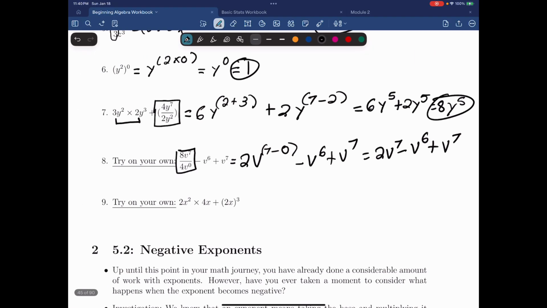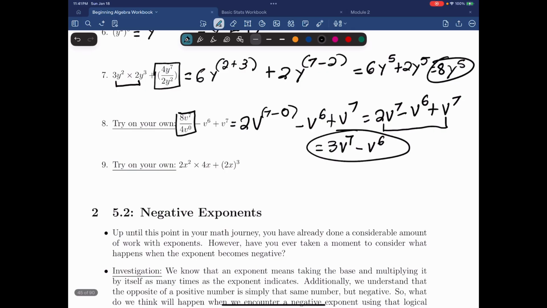Well, let's see what we can combine here. We can combine this 2v to the 7th power and this v to the 7th power because they are like terms. So let's do that. So 2v to the 7th power plus v to the 7th power is 3v to the 7th power. And then this v to the 6th power, we can't combine it or do anything with it, so that's just going to come along. And that's your final answer.